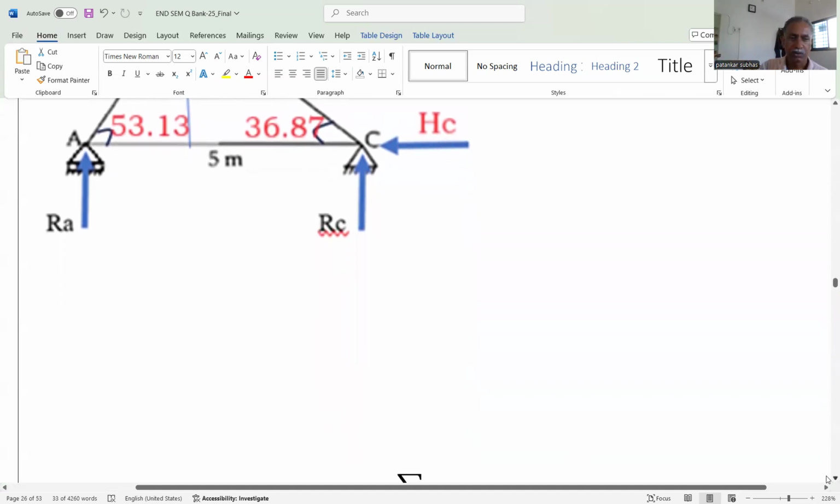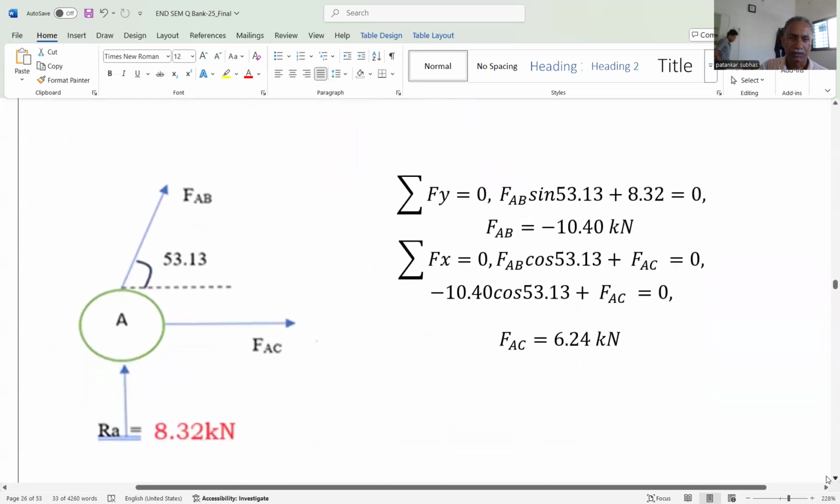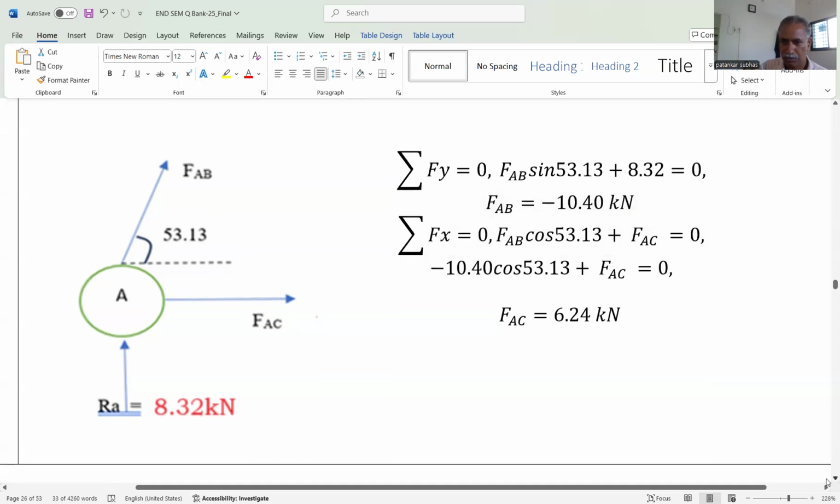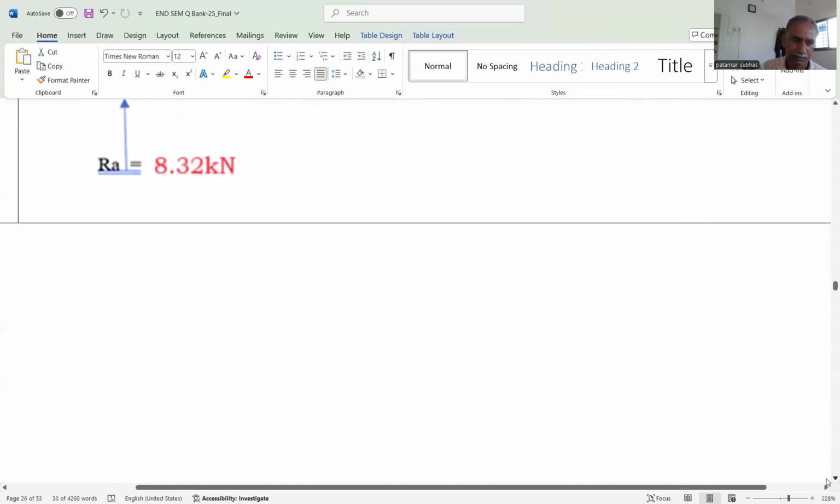Right? So this is the joint A free body diagram, and we get the force in member AC. It is positive, that means tensile, 6.24, and force in member AB is minus 10.14, negative, that means it is compressive.